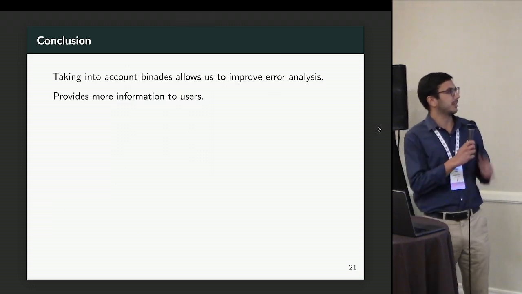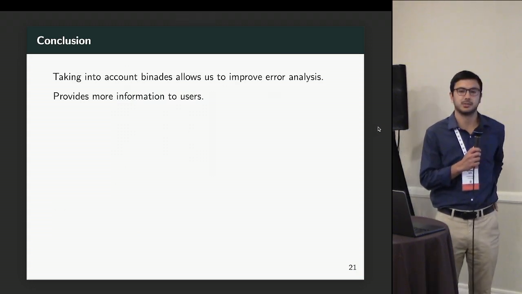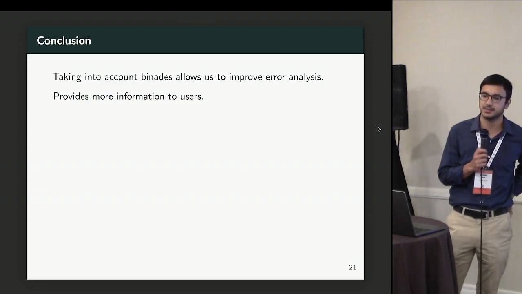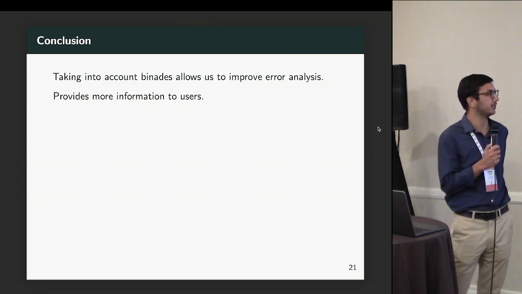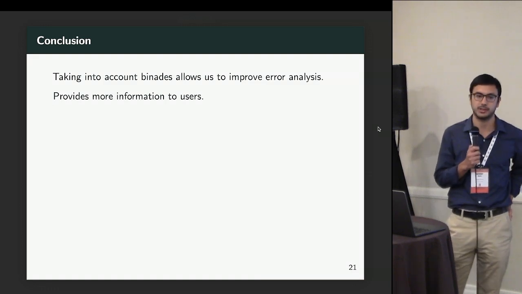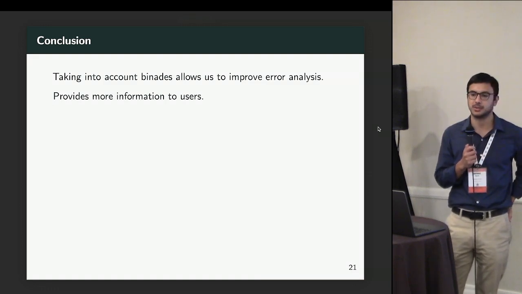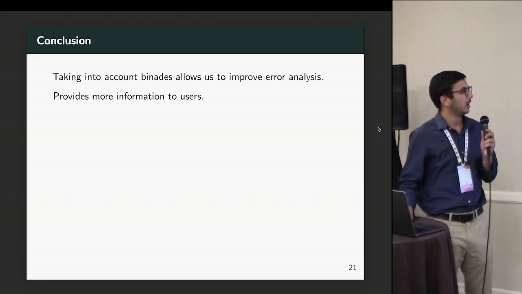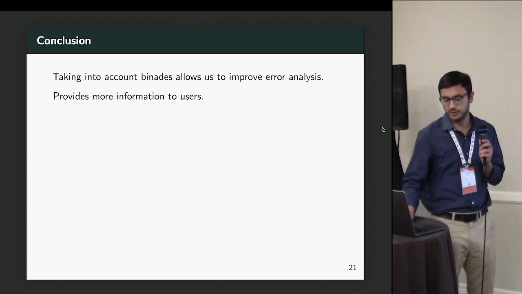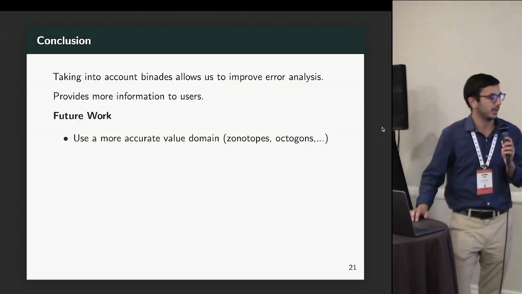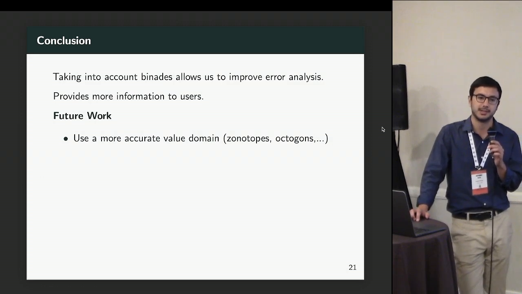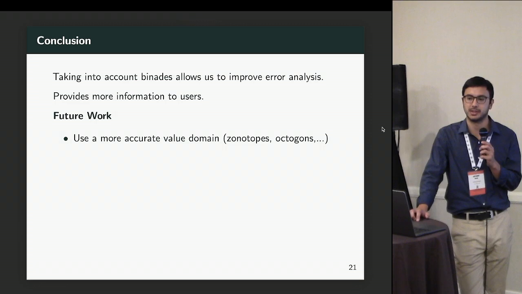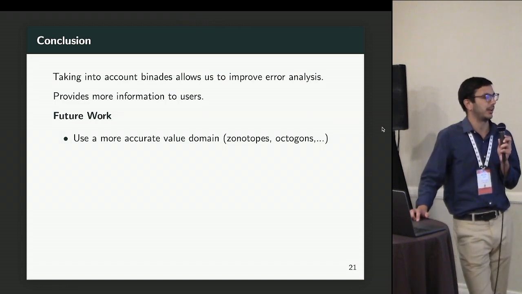In conclusion, we think that taking into account binades will allow us to improve the error analysis in two ways. One is actually improving the error bound for certain ranges. And two is to give users a clearer picture of the nature of the floating point error in their program. There are some clear areas for future work. The first is that we didn't actually improve error bound in all cases. And the main part of that is that we were using intervals as the underlying value domain.